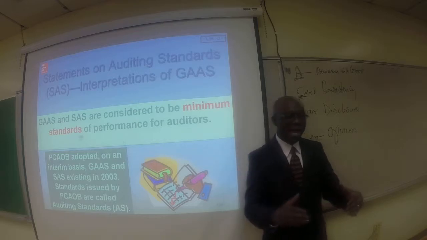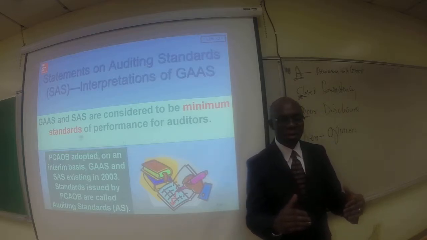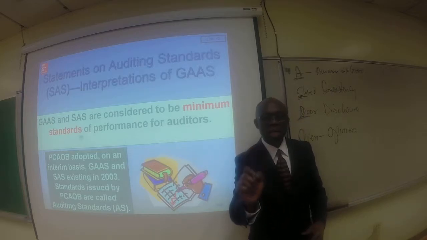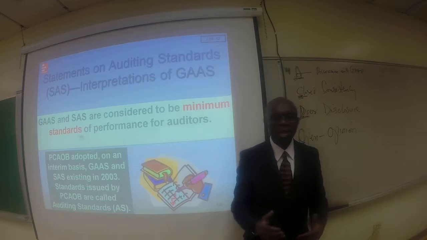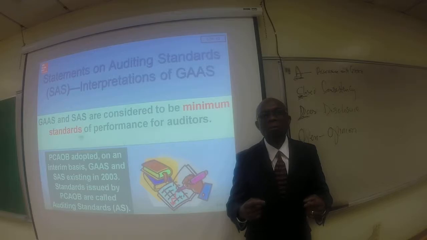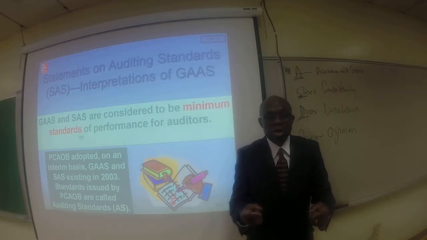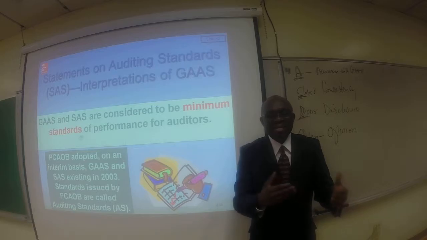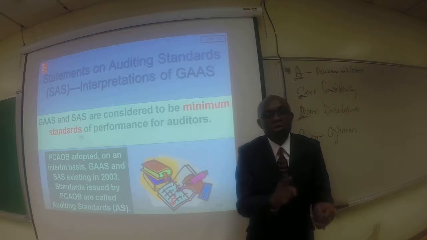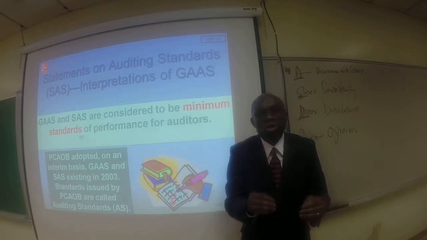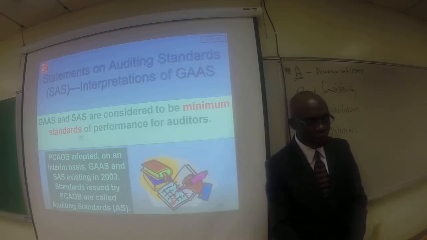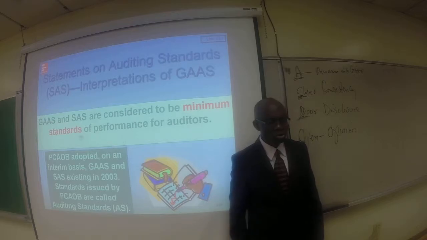Here we said that GAS and SAS are considered to be minimum standards of performance for auditors. You need to catch this. Minimum standards. What do they mean by that? Meaning that as auditors, you can do more. In other words, the GAS and SAS are minimum. In other words, you have to do that much. If you don't do that much, then you would not have conducted an effective audit. But you can do more if you think that it is necessary for you to do more.